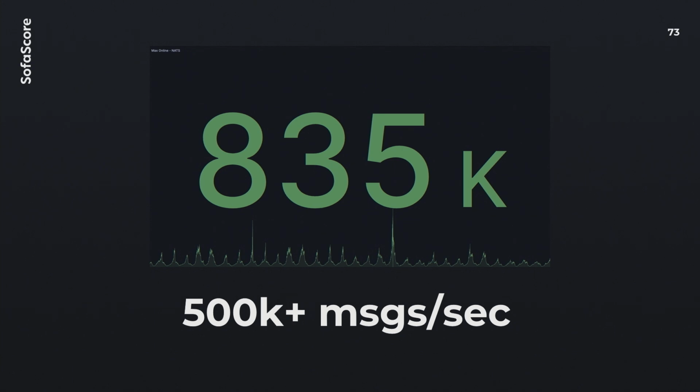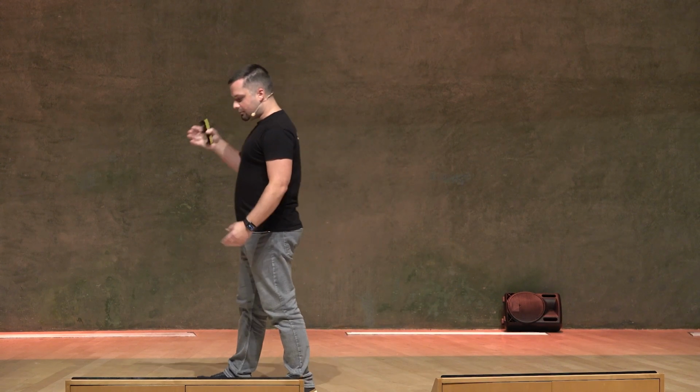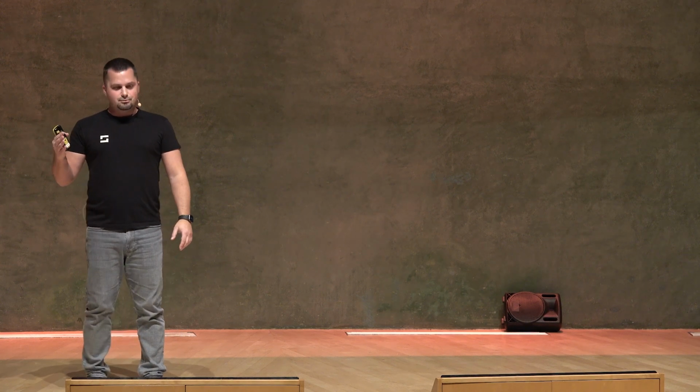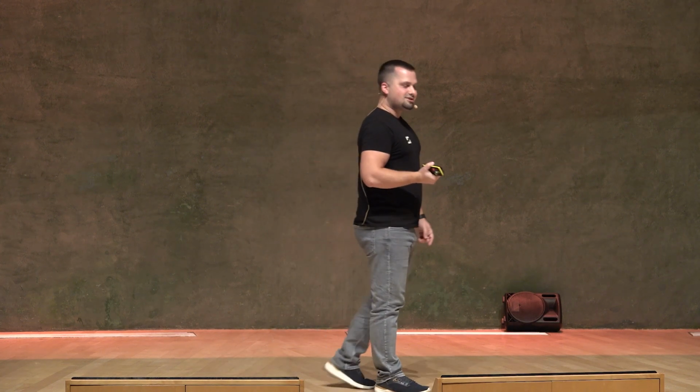And in peaks, we do 500 messages per second. So I think I saw in some of the previous talks, you can buy a pub sub server where you get 100 messages per second for $5,000. We do 5 times as much for $200 on dedicated machines.